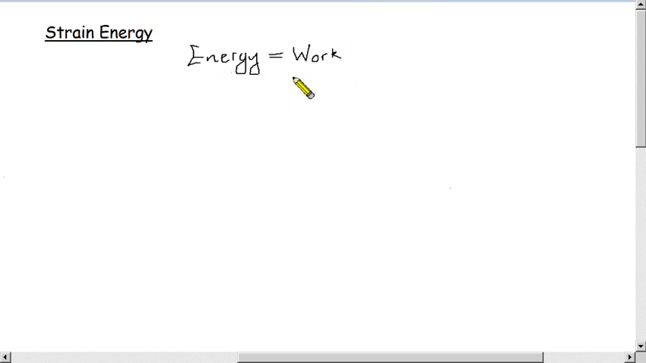So how to find out the work? Work is force times the distance or the displacement. So the wire, we use it like this. Initially it was like this. After stretching, it's like this. The extension is this one.